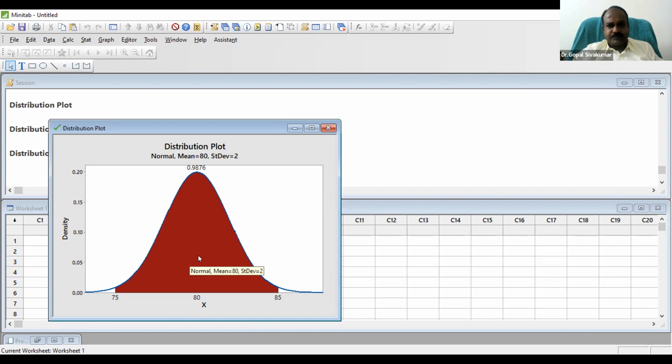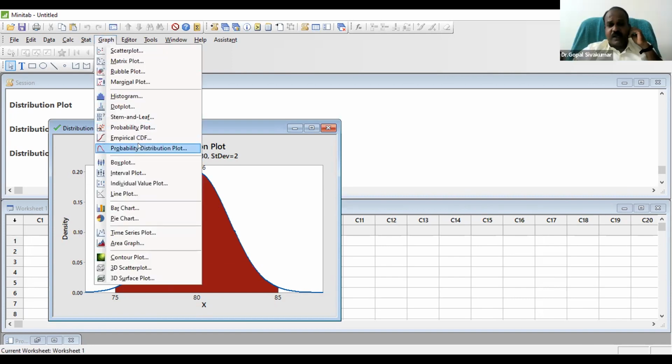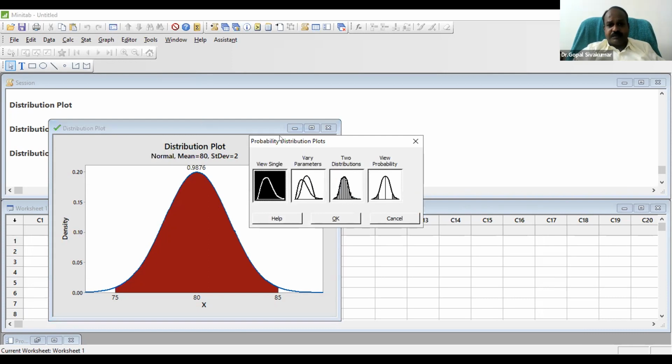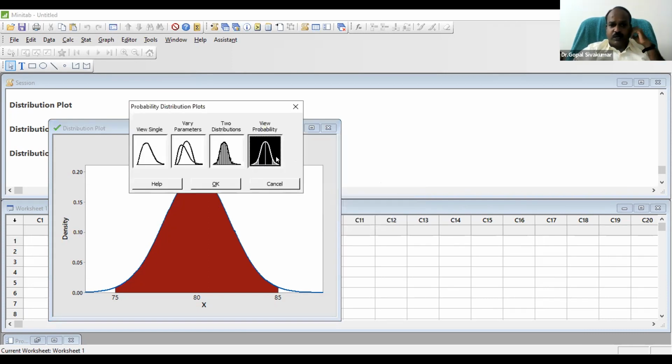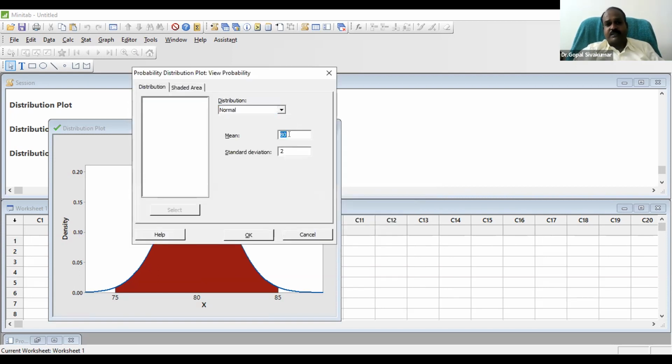Clear? Sir, can you update the standard deviation? Okay, we can change. You tell whatever value you want, right? Now we are going to another classroom where the class average is different. Tell me, Rajesh, what is the class average? So the same mean is 80, standard deviation is 10.